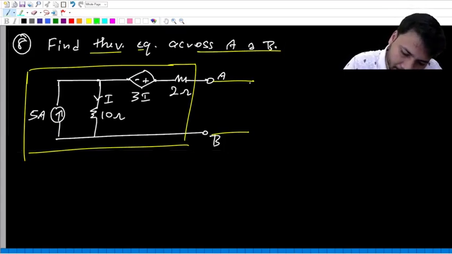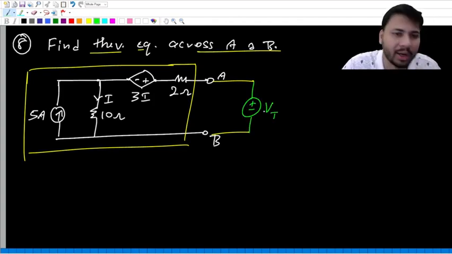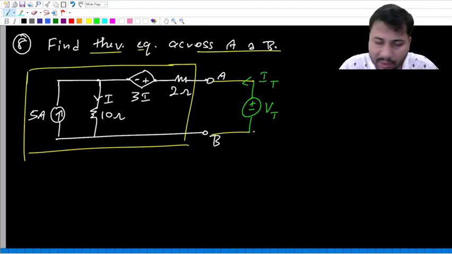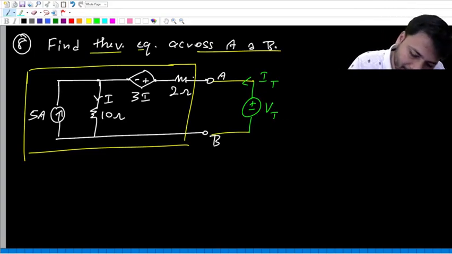So across A and B, I am going to connect a voltage source VT and let this current be IT. What is the standard relation between VT and IT? VT equal to A IT plus B. So we'll try to get a relation which looks like VT equal to A IT plus B, and then A becomes RTH and B is VTH. So it is quite simple.